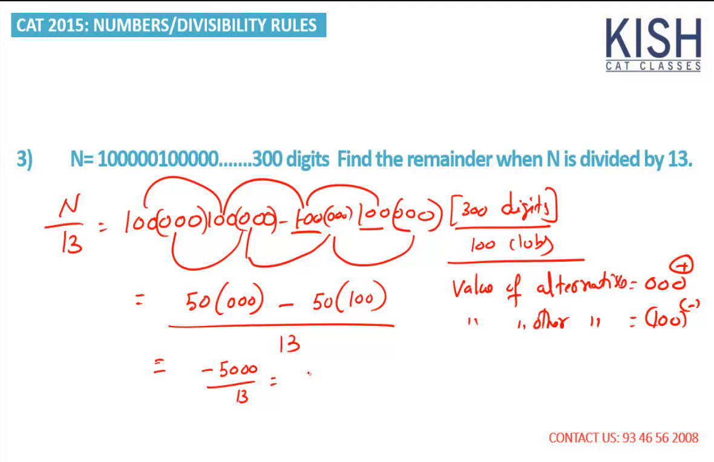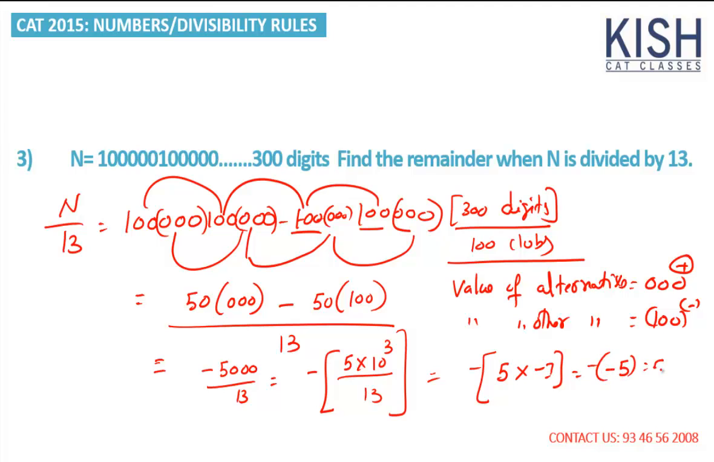Forget about the negative sign, just find the remainder for this one. That's going to be 5 into 10 cube divided by 13. So 5 into 10 cube by 13 remainder is minus 1. So that's going to be minus of minus 5. So that's going to be 5. 5 is your remainder.